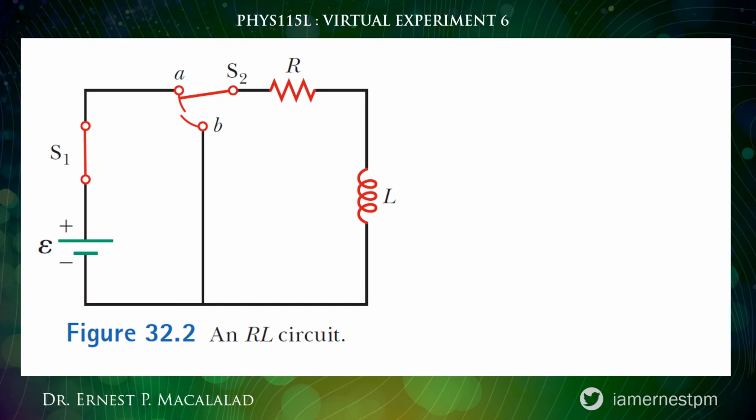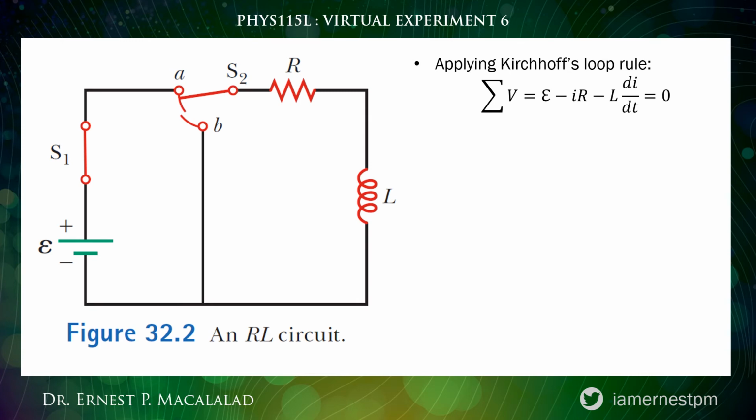Because this is now a single loop circuit, we can apply Kirchhoff's loop rule, which states that in a closed loop, the total voltage or EMF is equal to 0. Again, this is a conservation of energy statement. In this loop we have 3 elements: the voltage across the battery, E, minus IR, the voltage across R, and the EMF induced in the inductor, which is equal to negative L dI/dt, and this is equal to 0.